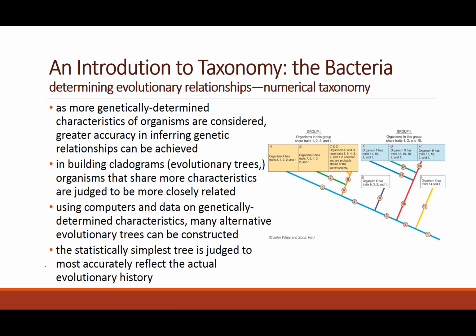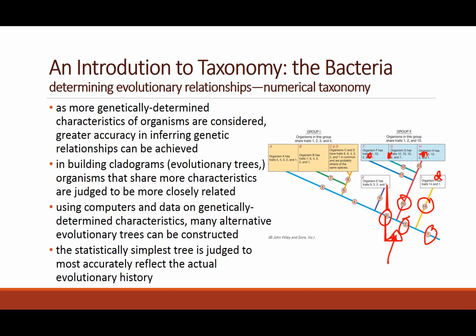And so in building cladograms, and this is an example of a cladogram here, at the end of each one of these, G, F, H, I, A, B, C, D, those are the organisms. And then here are genetic traits. So all of those are genetic traits.